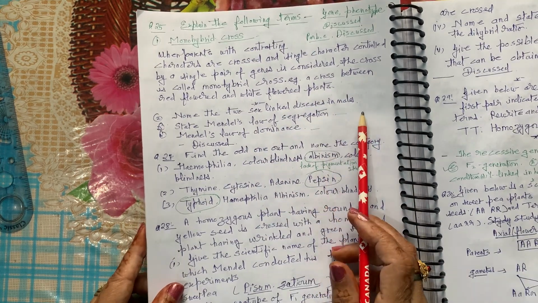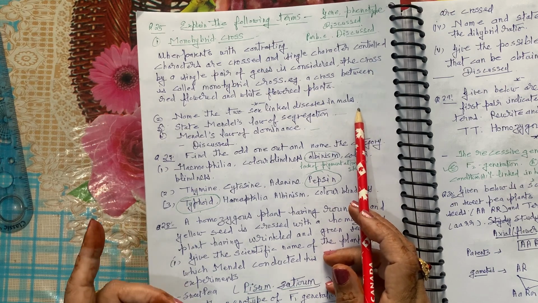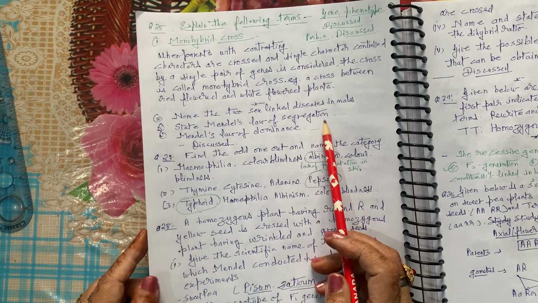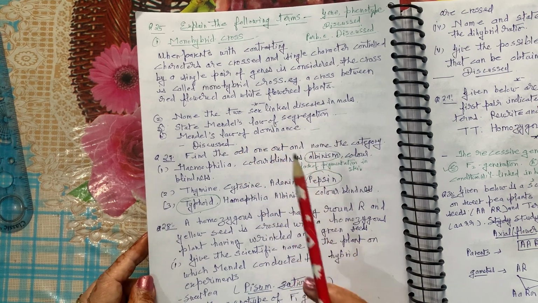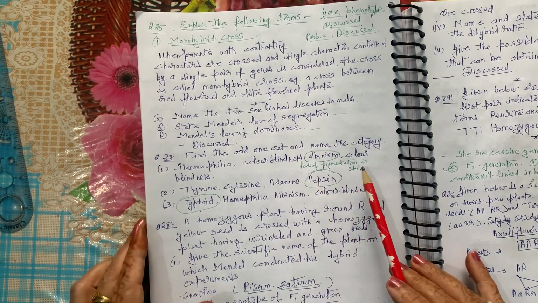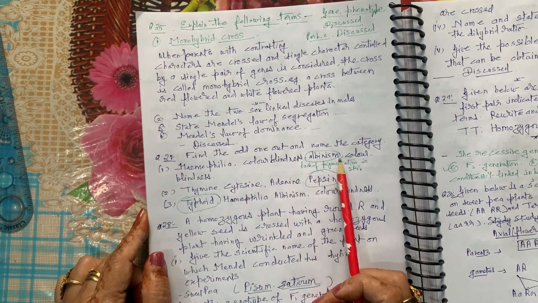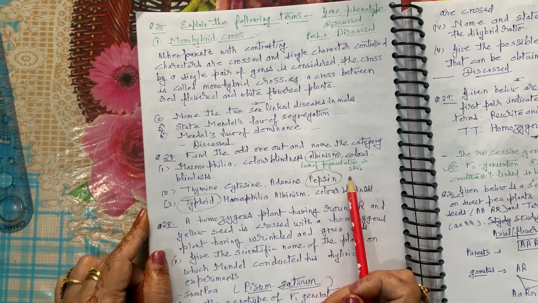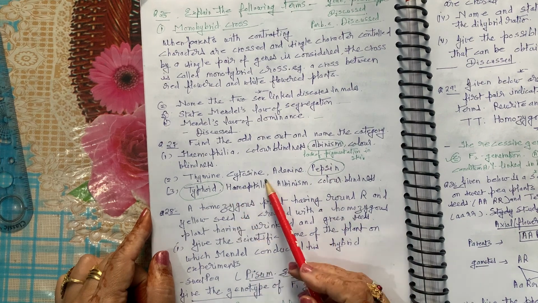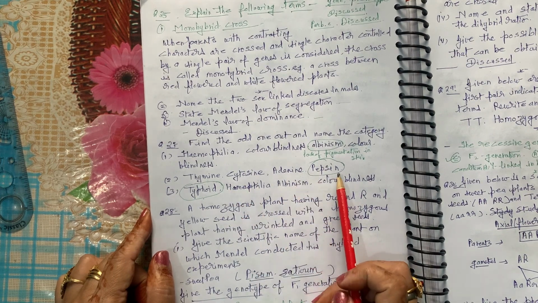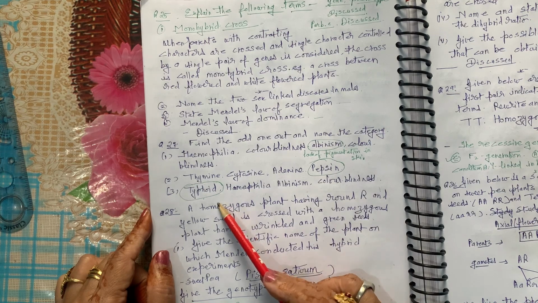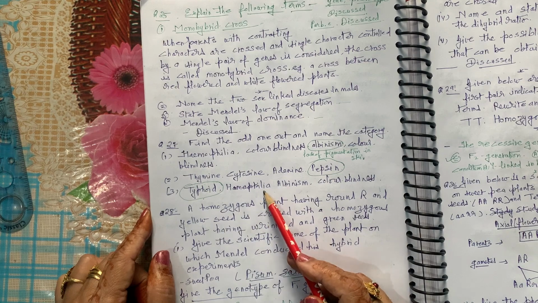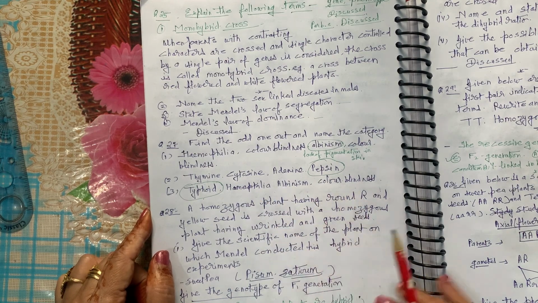Name 2 sex-linked diseases in males that you already know: color blindness, hemophilia. State Mendel's law of segregation, we have already discussed earlier. Mendel's law of dominance, we have already discussed. Find the odd one out and name the category. Hemophilia, color blindness, albinism: they are all sex-linked diseases, while albinism is the lack of pigmentation in the skin. Thymine, cytosine, adenine are all nitrogenous bases. Pepsin is the digestive enzyme. Typhoid, hemophilia, albinism, color blindness: typhoid is a bacterial disease, while hemophilia, albinism and color blindness are sex-linked diseases.